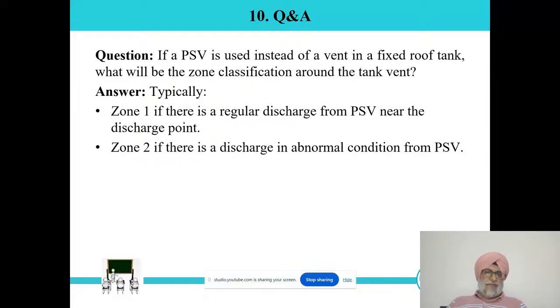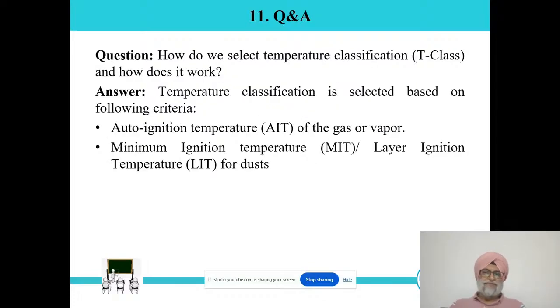Question 10. If a PSV is used instead of a vent in a fixed roof tank, what will be the zone classification around the tank vent? Basically, if we have a PSV, we have to see whether the release from the PSV is regular or in an abnormal condition. If there is a regular discharge from the PSV, then near the discharge point it is zone 1. It is zone 2 if there is a discharge in abnormal conditions from the PSV. We have to refer to the definitions of zone 1 and zone 2 for these responses.